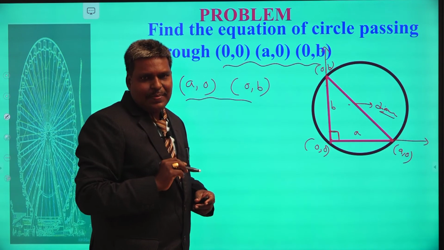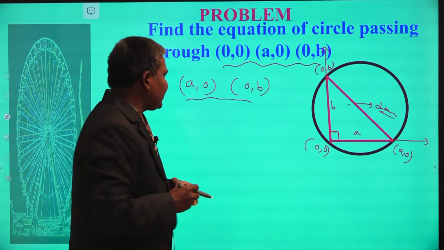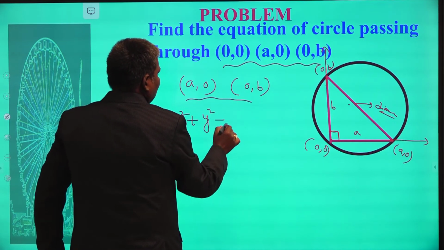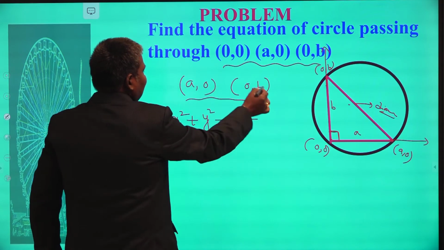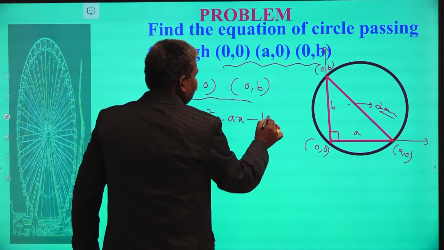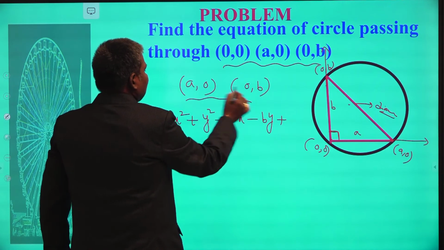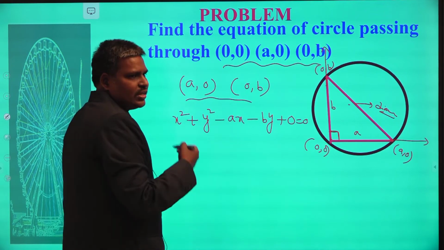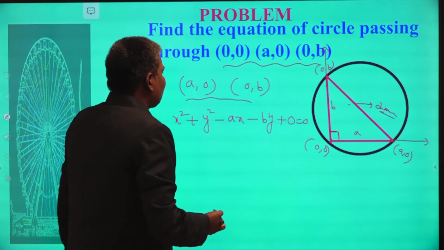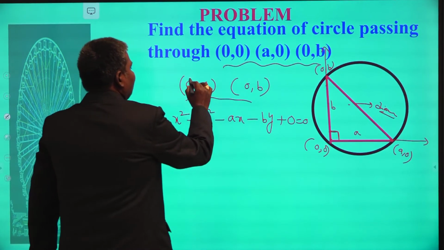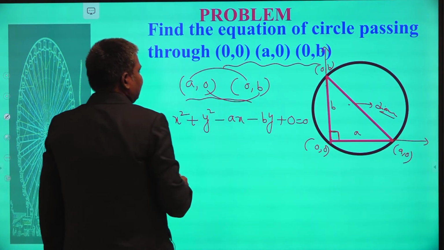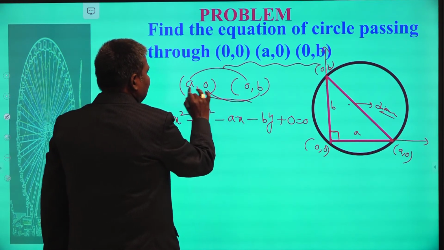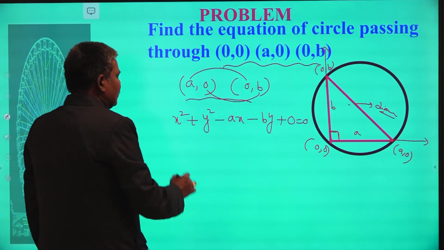Once you know the ends of the diameter, can you write the equation of the circle or not? Right, immediately you can write that one. That is x square plus y square minus the sum of x coordinates, that is minus ax, minus the sum of y coordinates, that is minus by, plus x1 x2 plus y1 y2, a into 0 plus 0 into b, that is 0, is equal to 0. Or you may use x minus x1 into x minus x2 plus y minus y1 into y minus y2. Sum of x coordinates into x, sum of y coordinates into y, plus the dot product, I mean x1 x2 plus y1 y2. Immediately you can write the equation.